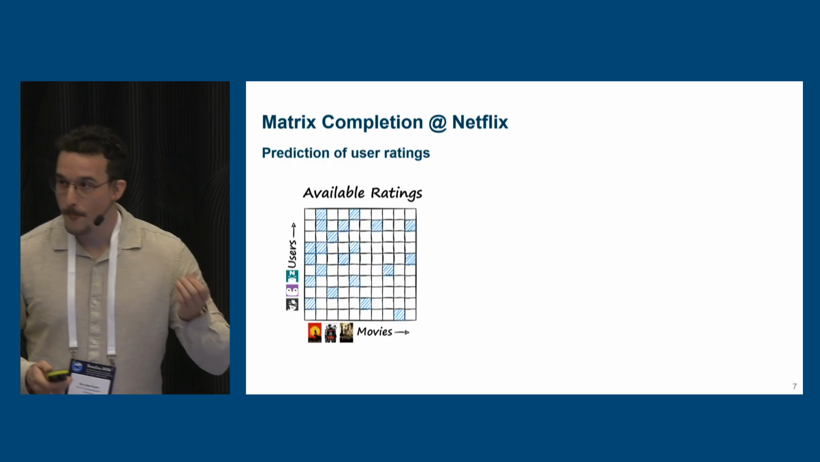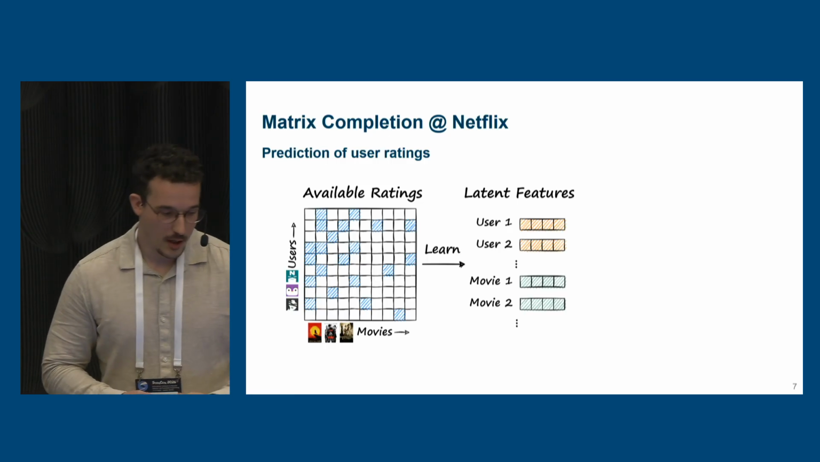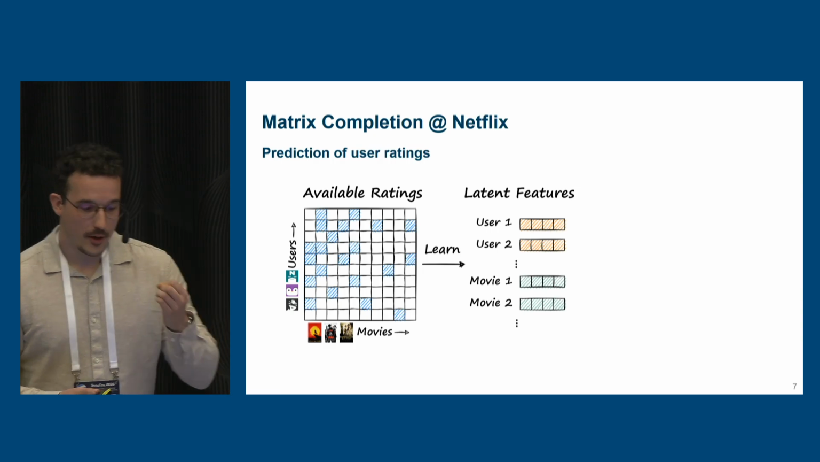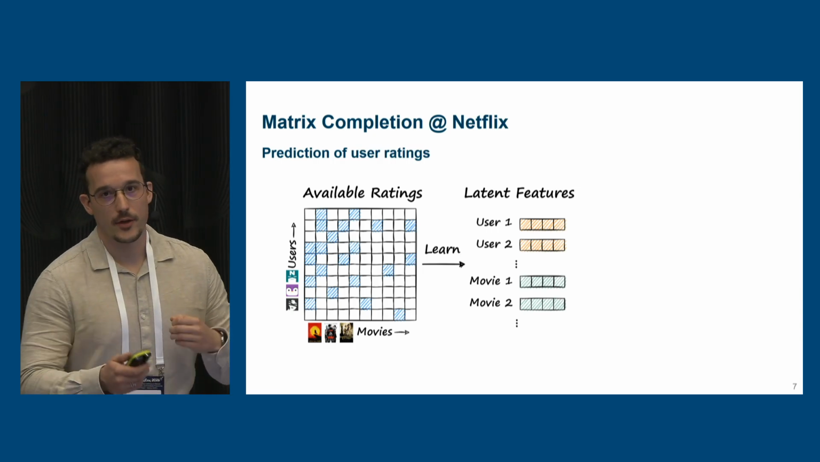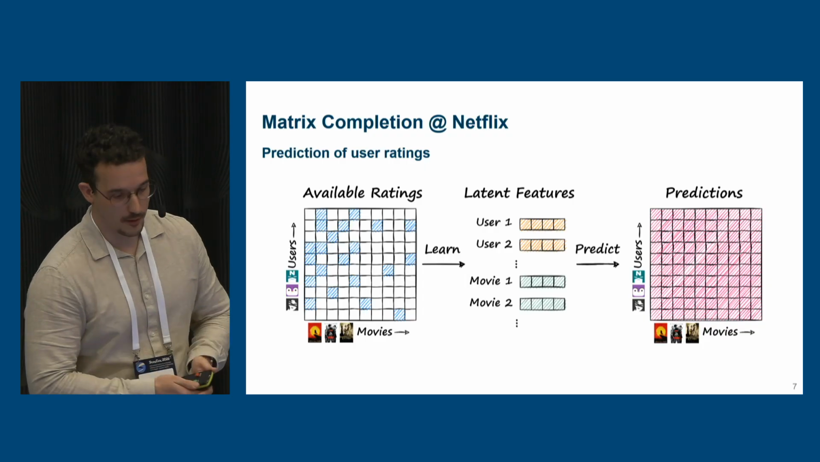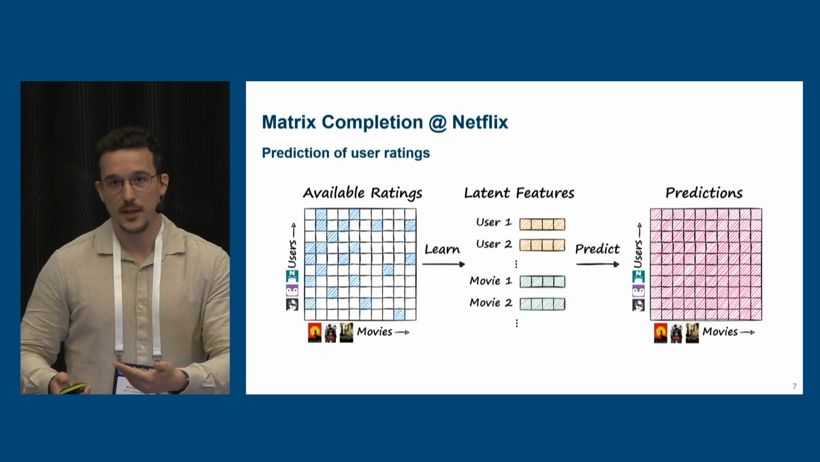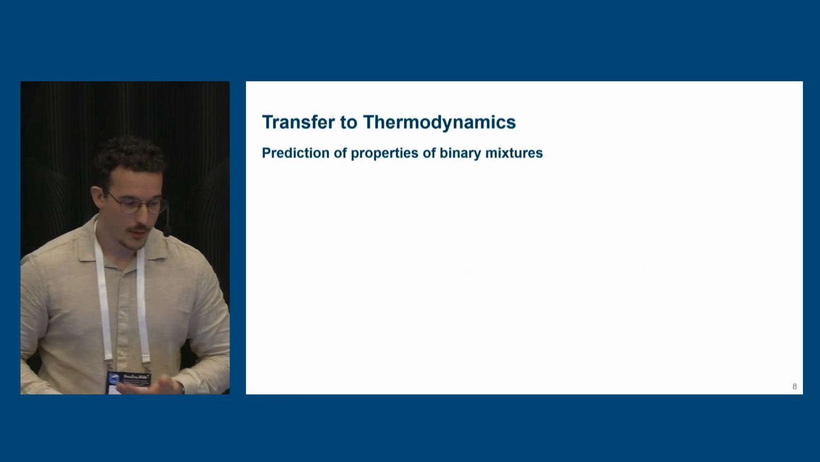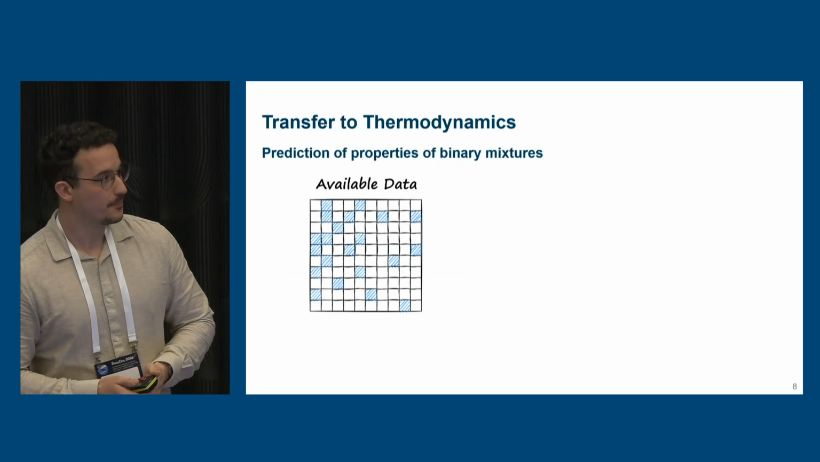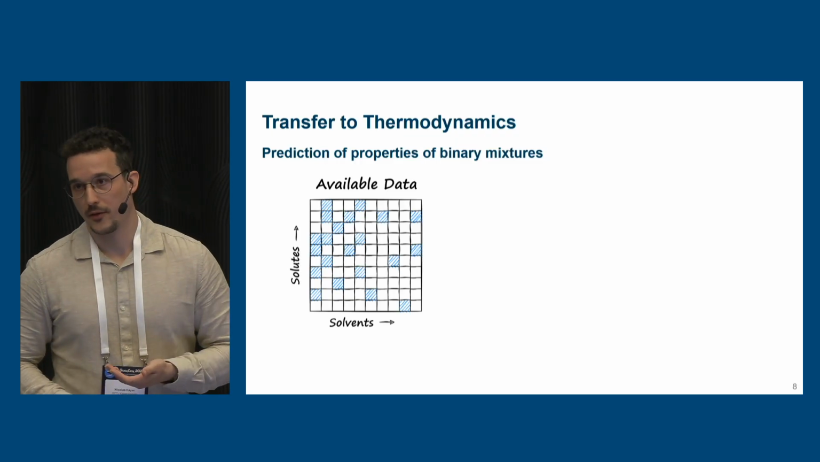But we want to fill the matrix so we can give good recommendations. What can we do? We can learn user and movie-specific features. So similar users will have similar features. And after learning those features, we can predict every user-movie interaction. That means we can fill the entire matrix of movie ratings. And now we have transferred this idea to thermodynamics. Here we have a matrix. This time it contains mixture property data. And the rows and columns correspond to the solutes and solvents.